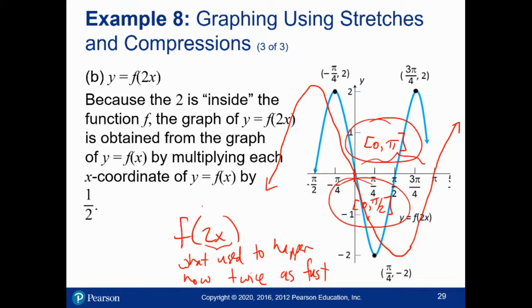Smaller changes in x produce bigger changes to the input of the function. Okay? If I were to change x by a little bit, the input to the function would be changed by twice as much. Everything moves twice as fast.